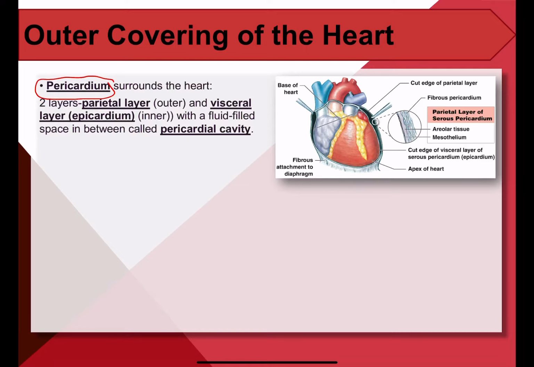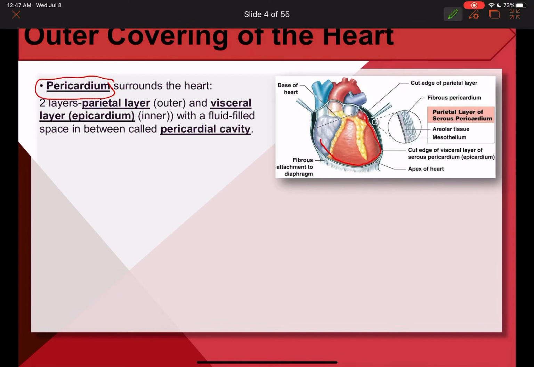If you look at the heart right here, again, let me use the green instead. This layer right here on the outside would be the parietal layer of the pericardium, and then the layer that's directly attached to the heart there is the visceral pericardium. Visceral pericardium and parietal pericardium.